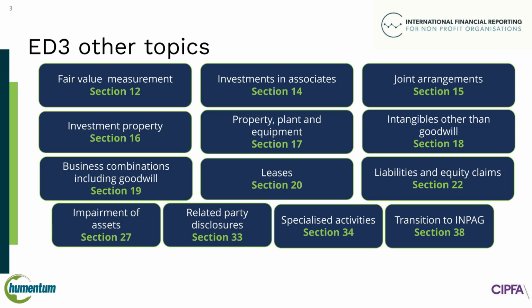Exposure Draft 3, or ED3 for short, introduces a number of sections. These are fair value measurement, investments in associates, joint arrangements, investment property, property, plant and equipment, intangible assets other than goodwill, business combinations and goodwill, leases, liabilities and equity claims, impairment of assets, related party disclosures, and specialized activities. ED3 also includes important guidance about the transition to INPAG.